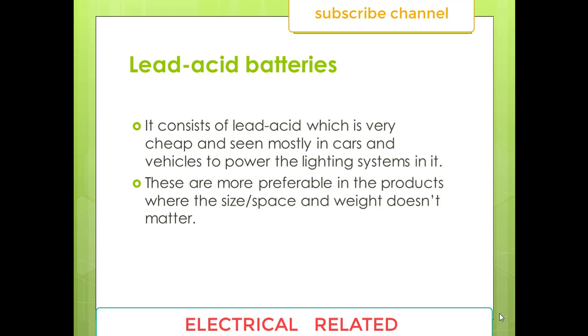Now let's begin with the lead acid battery. Basically, the lead acid battery is made up of lead acid elements, which are very cheap. These batteries are used in vehicles to light up the system and in many other applications. They are preferable where size, space and weight don't matter, because these batteries have much more weight as compared to lithium ion batteries.